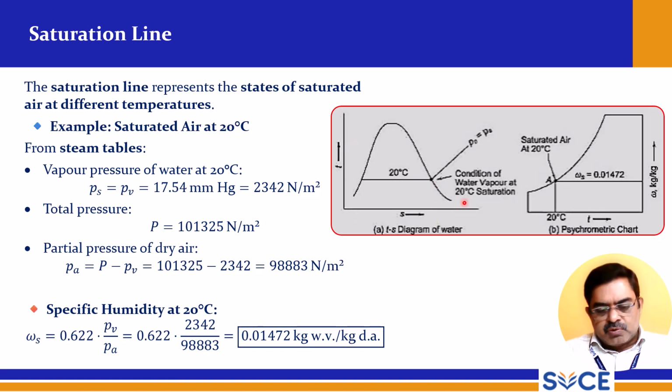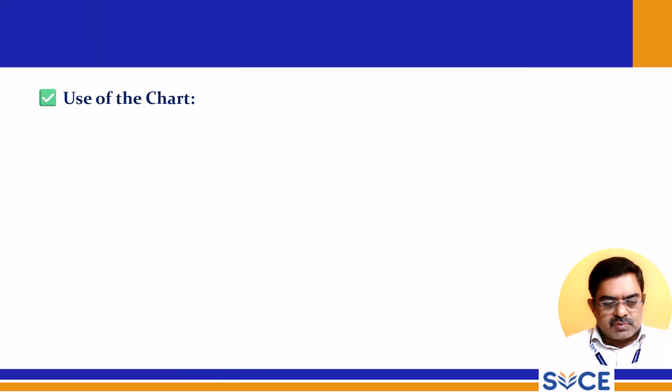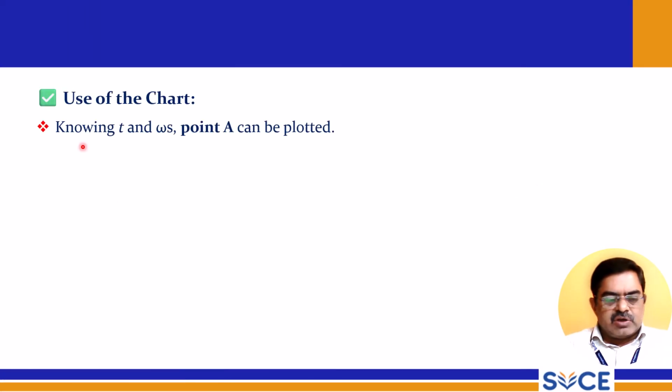Now we will move to the psychrometric chart. At 20 degrees Celsius on the dry bulb temperature axis, we have the specific humidity 0.01472. This is the intersecting point A. Using this chart, knowing T and omega s, point A can be plotted. So point A is known as the intersection point.